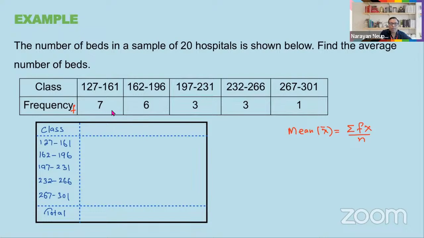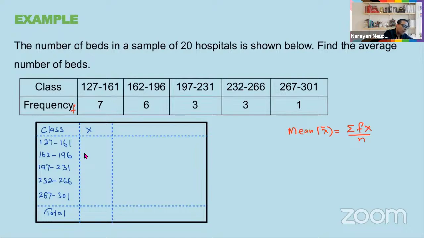So what you have to do is, your x is the mid value of the class. X is the mid value of the class. And you know how to find the midpoint from chapter 2. There was an example where you have to find the midpoint. In order to find the midpoint, we add these two numbers and divide the sum by 2. For example, if I add 127 and 161, it's going to be 288. And when you divide 288 by 2, it'll be 144.